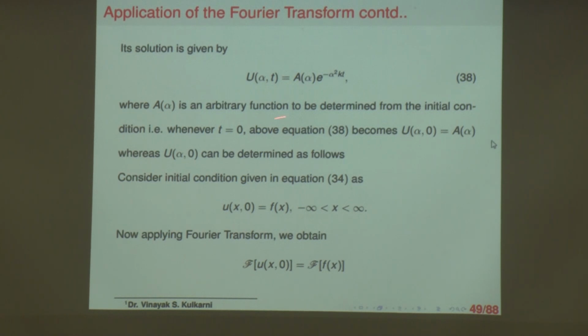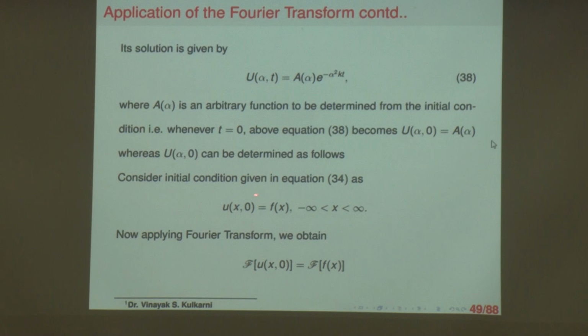Now how can you find A alpha? For that I have the initial condition. What is that initial condition? The initial condition is nothing but u of x, 0 is f of x. So how can you find the value of A alpha? If I put t equals 0 in this particular equation, after substituting t equals 0, I will get U(alpha, 0) is A alpha. So I am interested in finding U(alpha, 0). How can you find U(alpha, 0)?